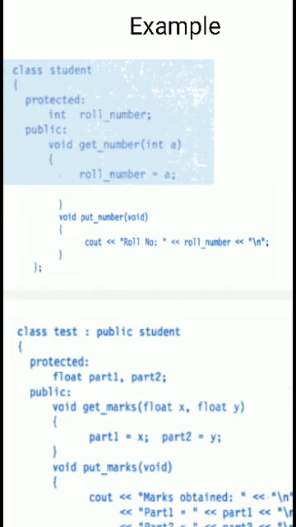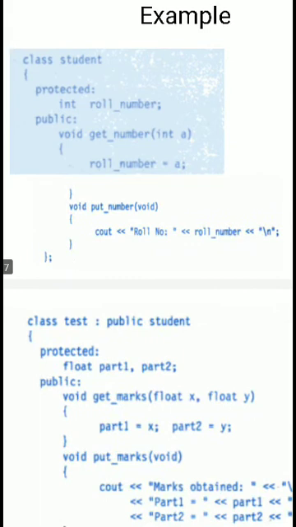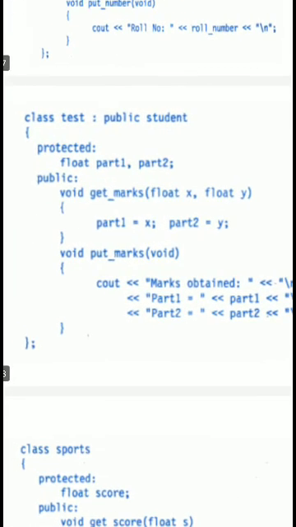And observe, from the student base class we are deriving a class called test. Observe here the test class definition. How we have written: class test colon public student. The meaning of that is test is a derived class and we are deriving that class from the base class student using the visibility modifier public.